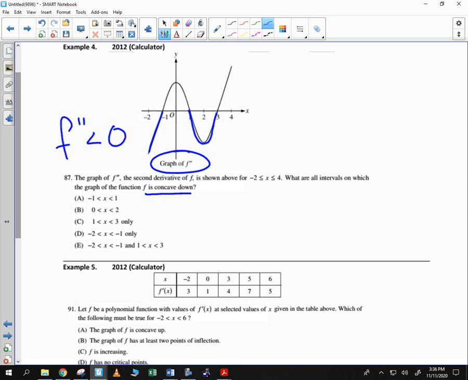And so that would be from -2 to -1, and then from 1 to 3 as well. So the answer is E.